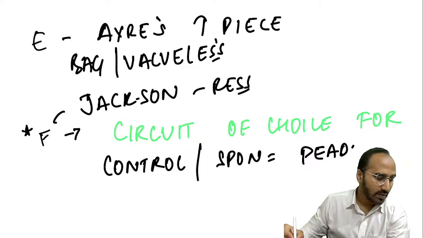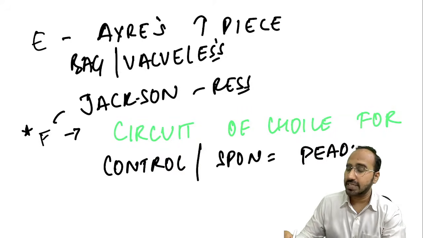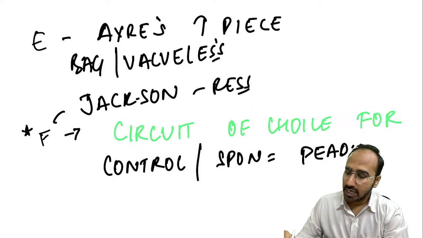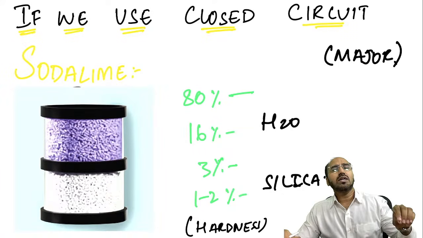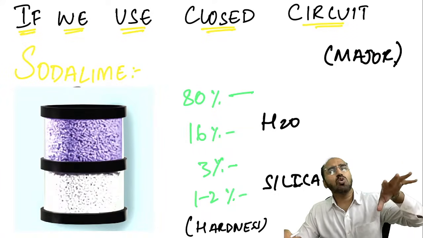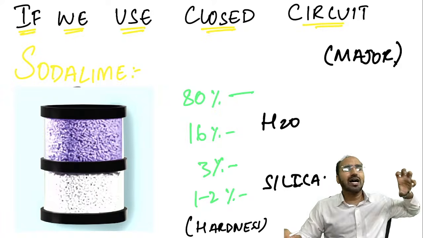Very, very important, guys. This is regarding the breathing circuit. Which one? Semi-closed. Coming to the closed breathing circuit. In a closed breathing circuit, there is no expiratory valve. Okay? All the gases go into a chamber that absorbs carbon dioxide.